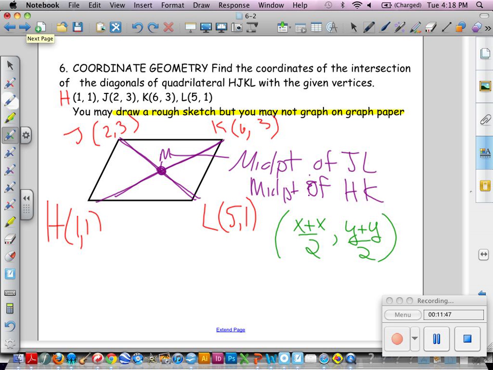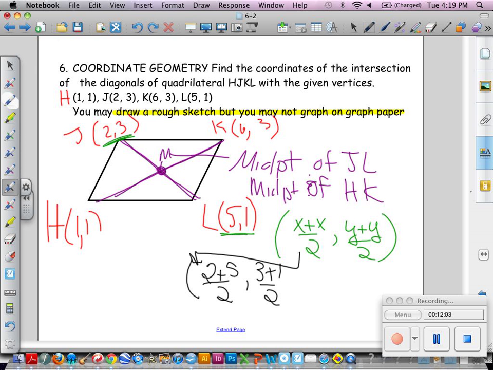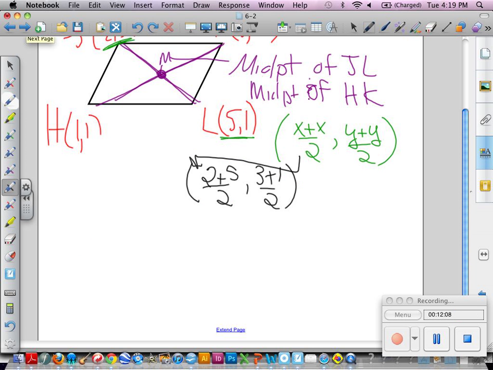So if I'm looking at JL, I'm going to take my x's, 2 plus 5, divided by 2. I'm going to take my y's, 3 plus 1, divided by 2. I get 7 and a half, 7 and a half, and 2.